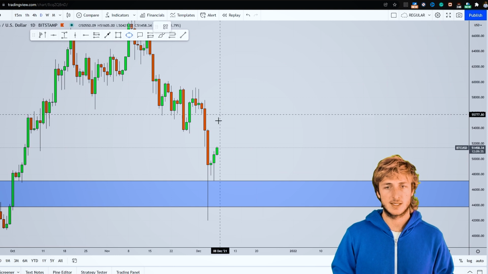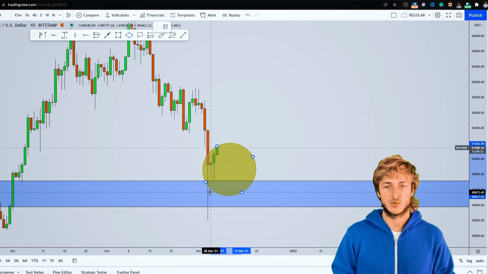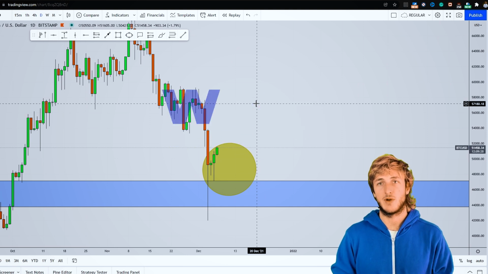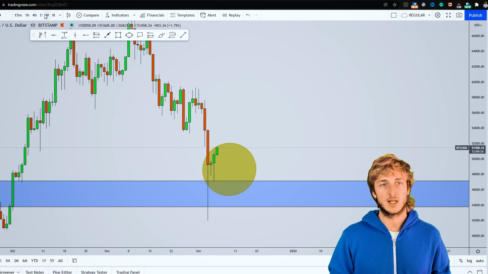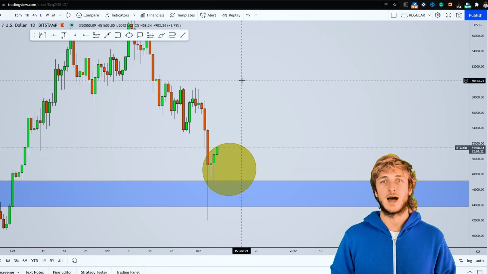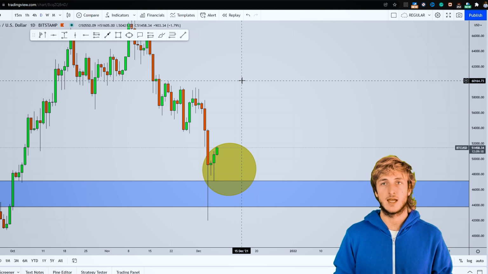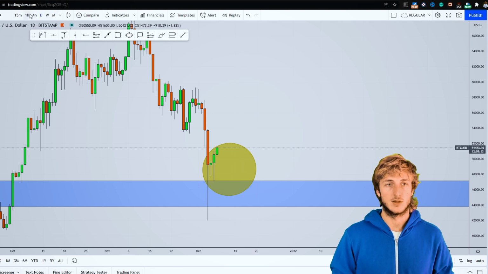Now, in a situation like this, how will we be approaching this potential longing opportunity? As usual with students, we will be reactive and not predictive. The monthly, weekly, and daily combined with the on-chain data are the best timeframes from a directional perspective. However, when it comes to confirmations and entries, the best timeframes are the intraday timeframes, so 4 hour and lower.